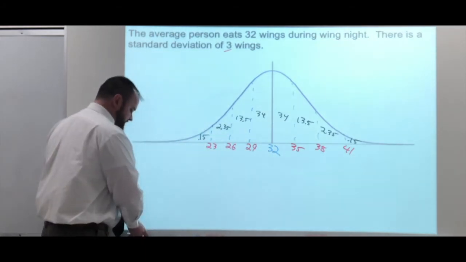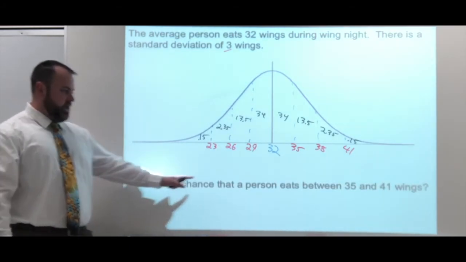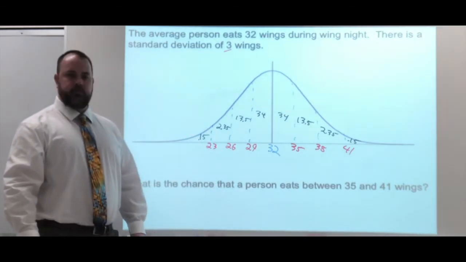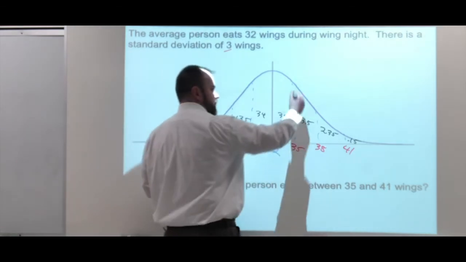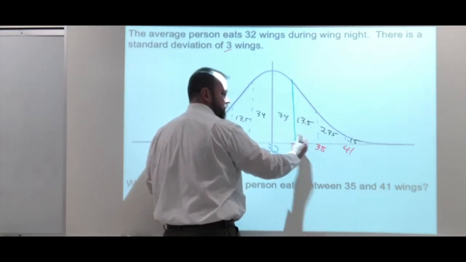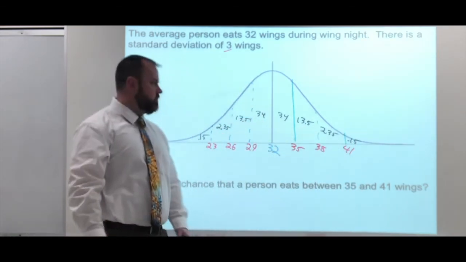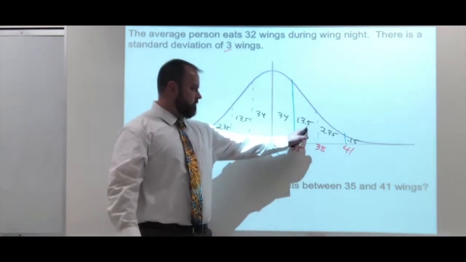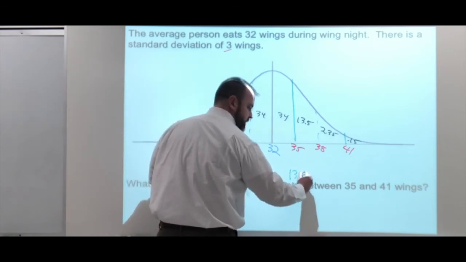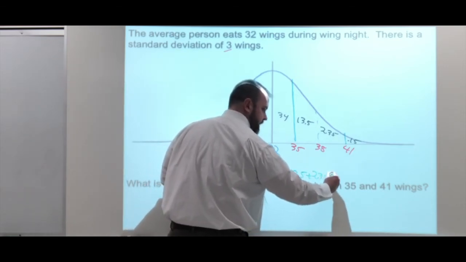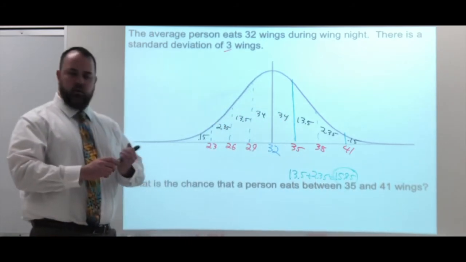Now, the types of problems you're going to see will ask about picking random people. What's the chance that a person eats between 35 and 41 wings? Well, you just need to look at where 35 to 41 is. Here's 35. Here's 41. Anything between those 2 green lines, since it says between those 2 values, is our percentage. 13.5 plus 2.35 gives 15.85 as our percentage for that one.